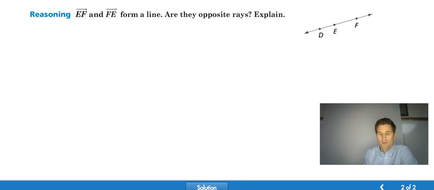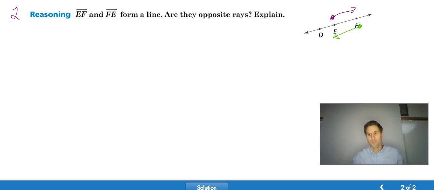Okay, we're back with problem number 2. If you could write it down, draw the picture. EF and FE form a line. Are they opposite rays? Well, EF means starting at E and going towards F. There we go. And then I'm going to change my color here. FE, starting at F and going towards E. Are they opposite rays?